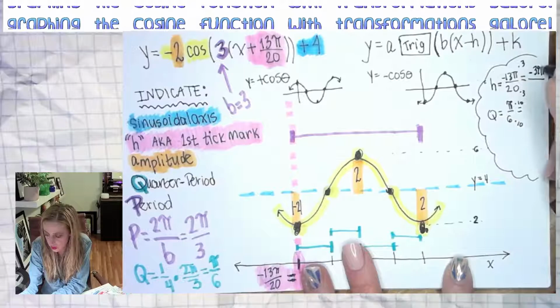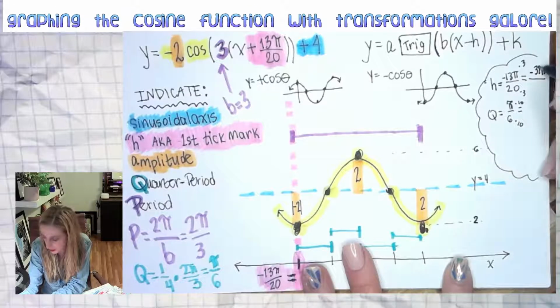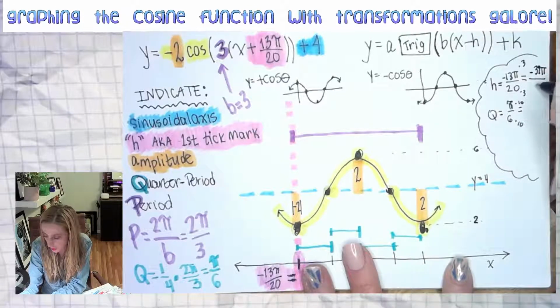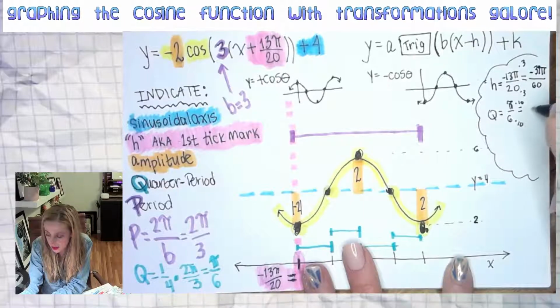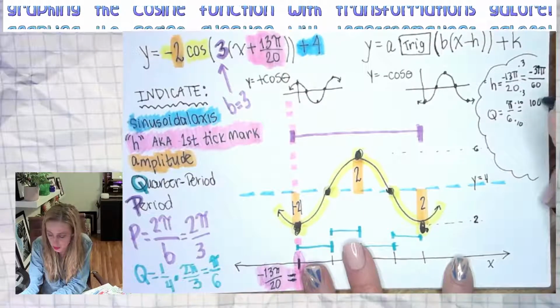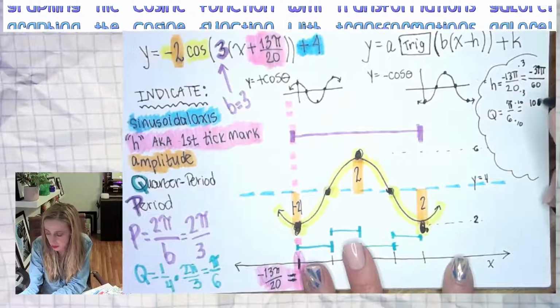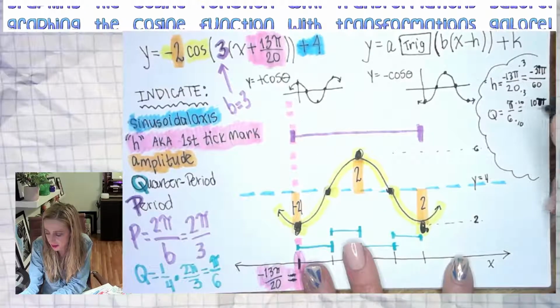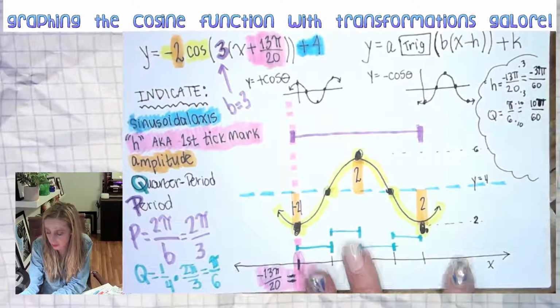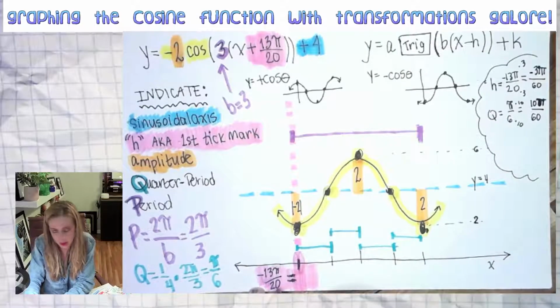I'm squeezing it, so I'm speaking slowly, so make sure you're writing it. Negative 39 pi over 60. And this one is positive, because quarter period is going to be positive. 10 pi over 60. Negative 13 pi over 20.